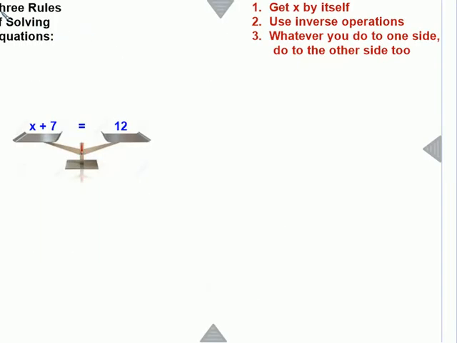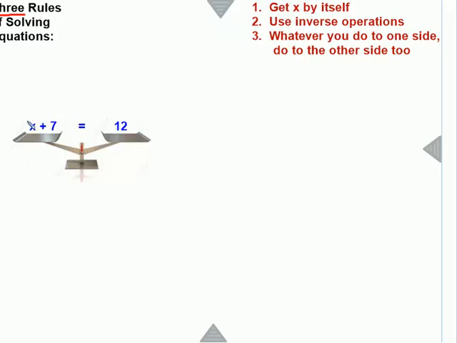When solving equations, we're going to follow 3 rules that will get us through every time. If we follow these 3 rules very specifically, we can get the solution every time. The first rule is to get x all by itself. Our whole job when we are solving equations is to get x isolated and all by himself.